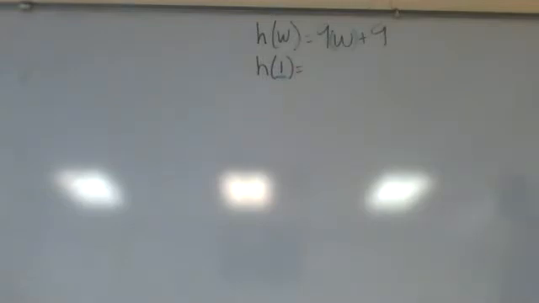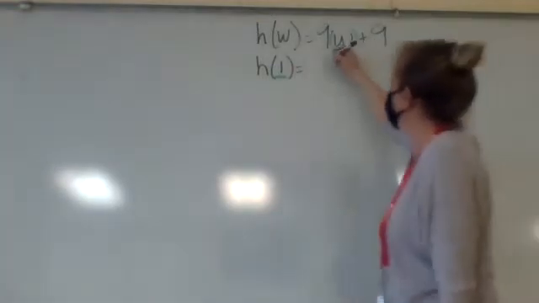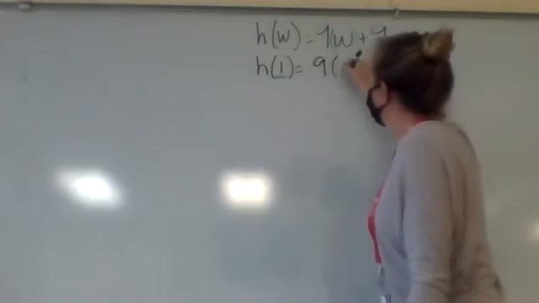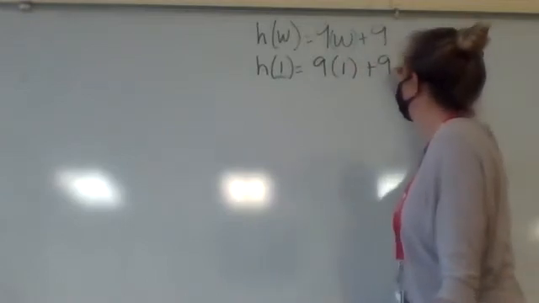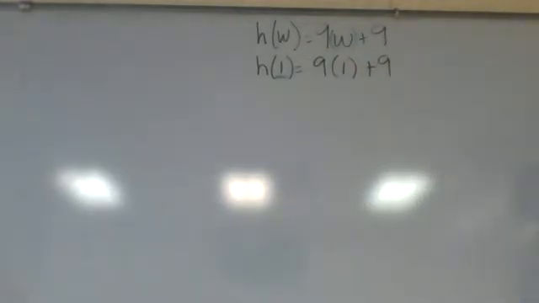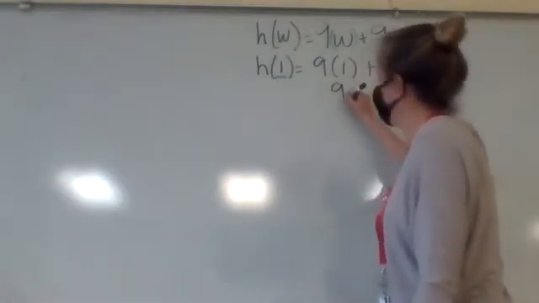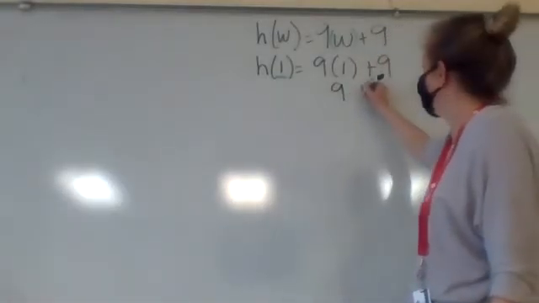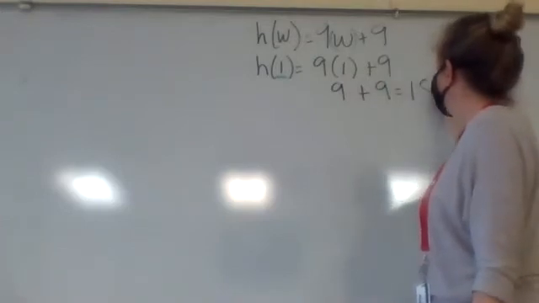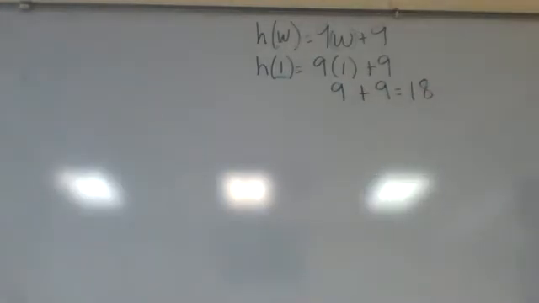So I'm replacing the w with 1 this time. So I'll have 9 times 1 plus 9. Nine times 1 gives me 9. Bring down the plus 9 to get 18. So again, plugging in, do the math.